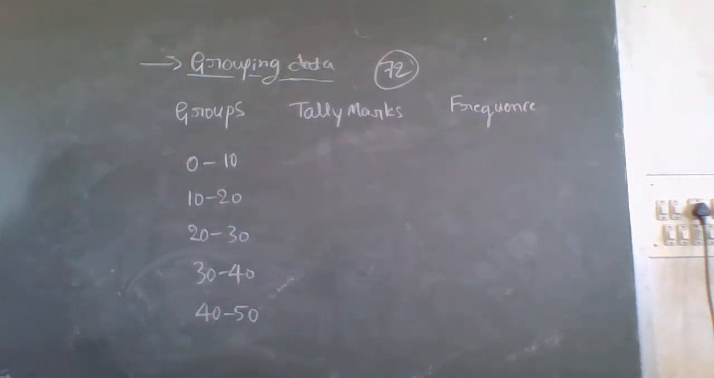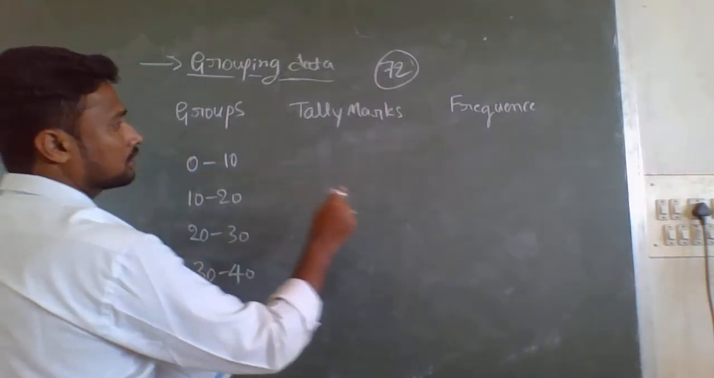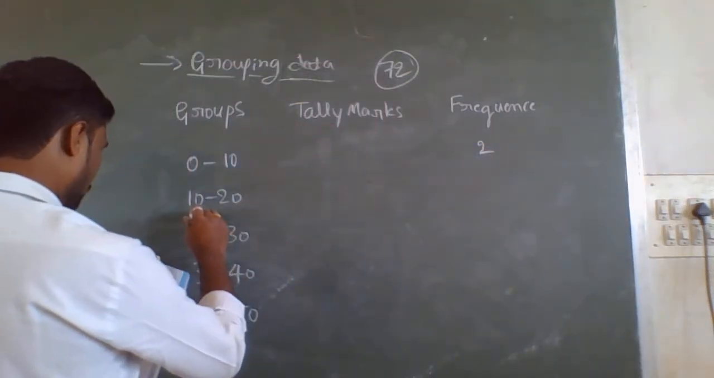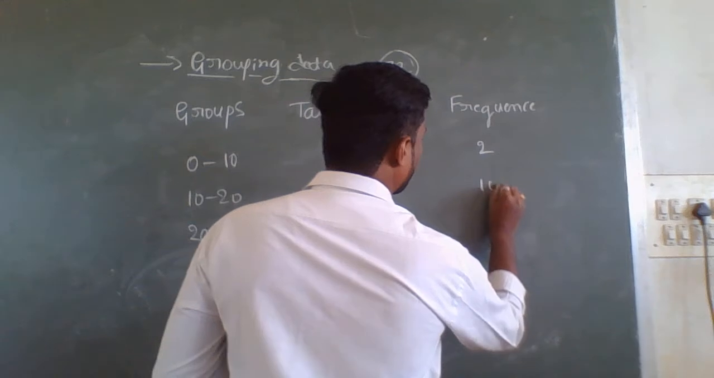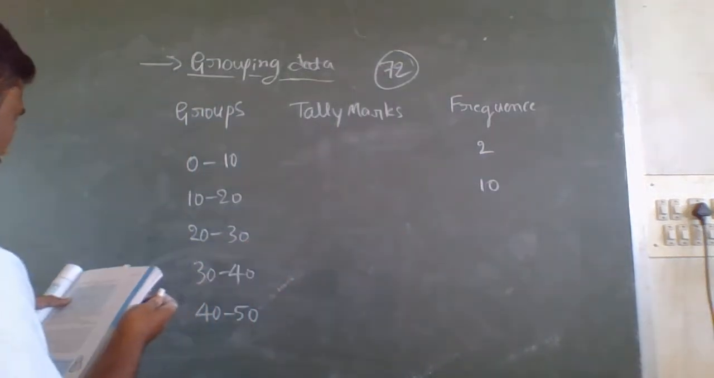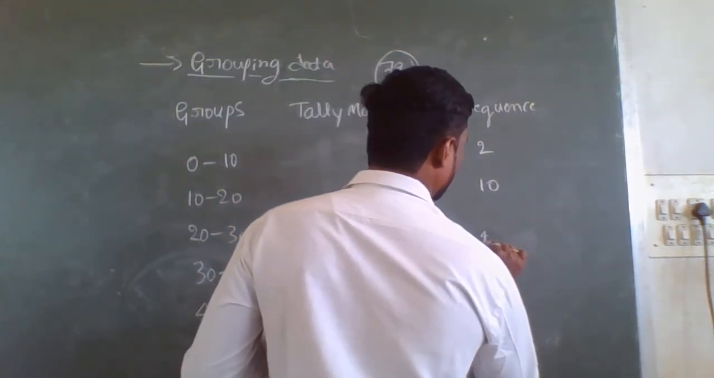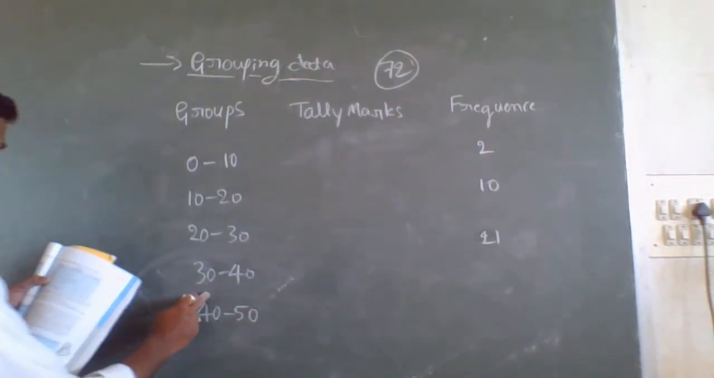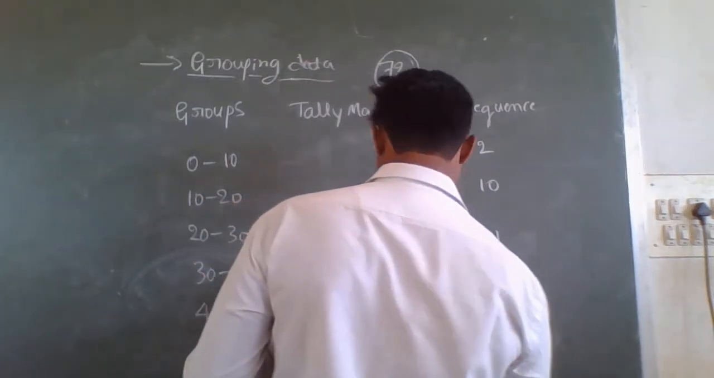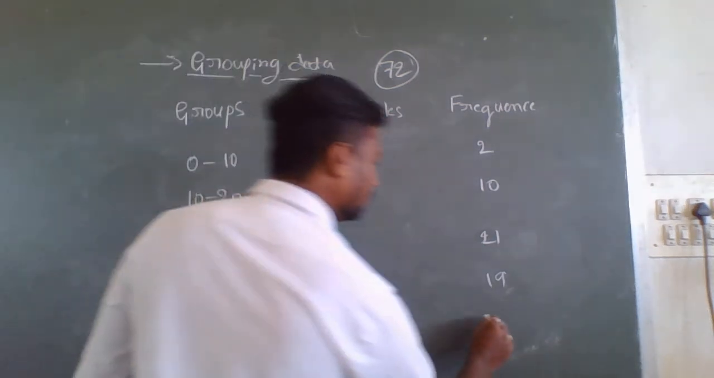There are 5 groups. So now I will write the frequency directly. 0 to 10 marks taken by 2 students. Like that, 10 to 20 taken by 10 students, 20 to 30 marks taken by 21 students, 30 to 40 taken by 19 students, and 40 to 50 marks taken by 8 students.